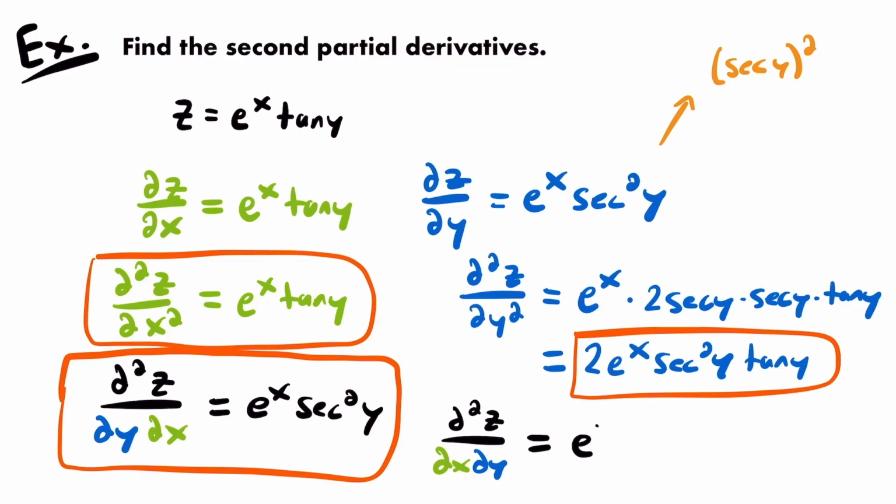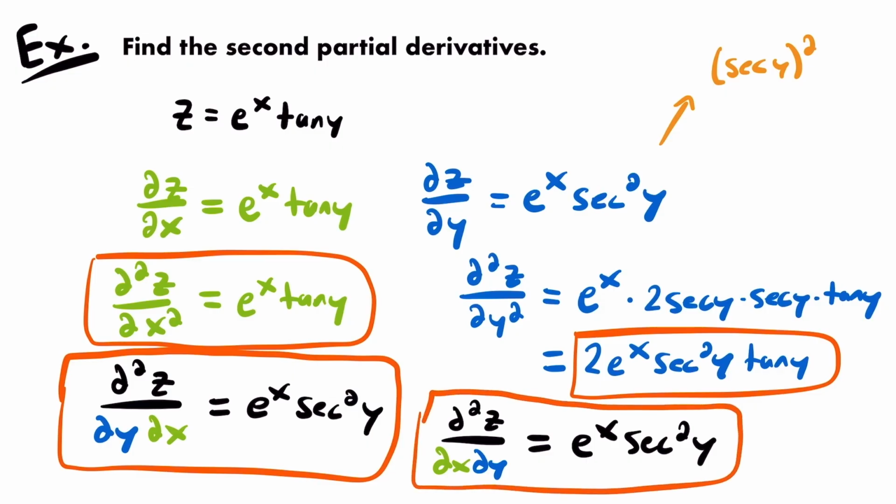We just get e to the power of x times secant squared of y, and that is that second partial derivative. Which makes sense, because both of our mixed partial derivatives here are the same, as they should be. It doesn't matter if we differentiate with respect to x and then y, or if we start with y and then x. We get the same function, or the same partial derivative, of e to the power of x times secant squared y.